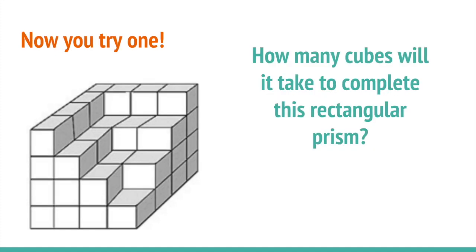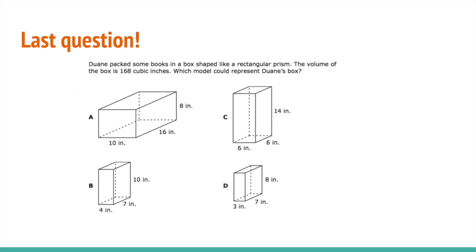Now you try one. How many cubes will it take to complete this rectangular prism? And last question. Dwayne packed some books in a box shaped like a rectangular prism. The volume of the box is 168 cubic inches. Which model could represent Dwayne's box?